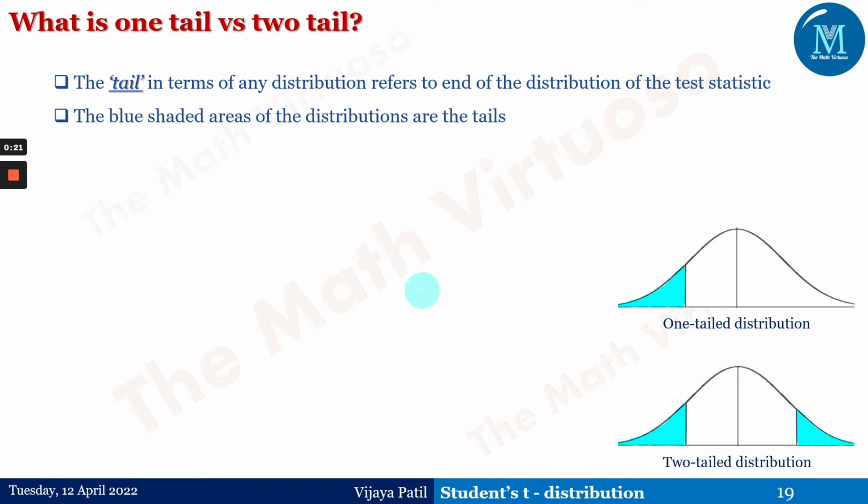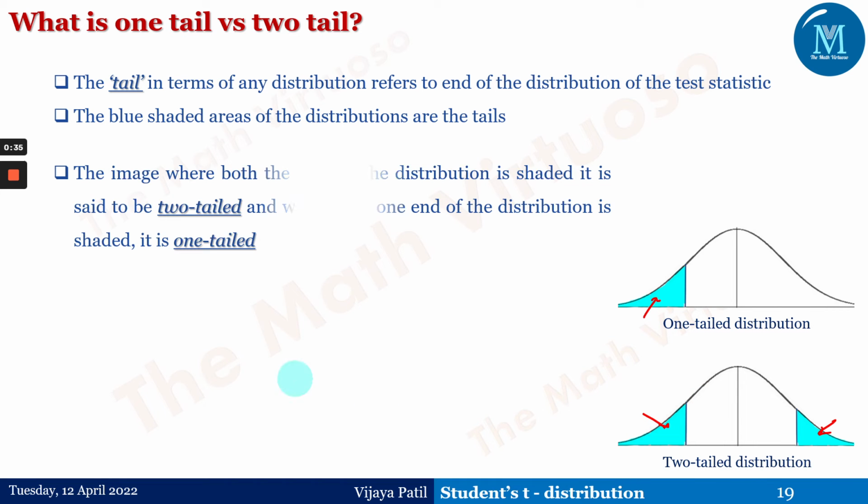Now the blue shaded areas of the distribution are the tails. So this is a tail. We have got it here, one tail, and we have got two tails over here. Obviously, the name suggests it rightly: one tail distribution, two tail distribution. The image where both ends of the distribution are shaded is known as two tailed, and where one end of the distribution is shaded is known as one tailed.